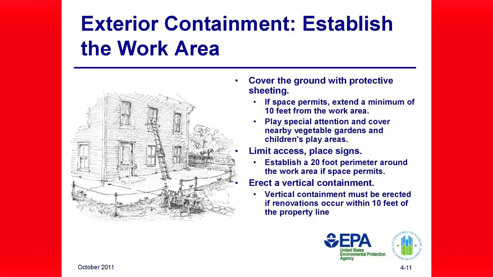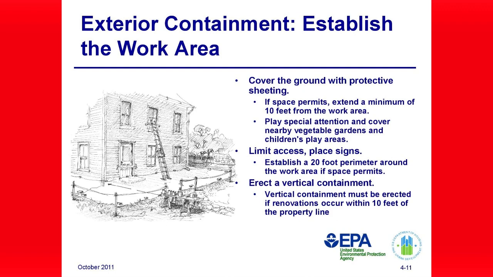Exterior containment. Establish the work area. Cover the ground with protective sheathing. Lay protective sheathing on the ground below the work area and at least 10 feet from the house, unless the property line prevents the 10 feet from being covered, and in that case, you must install a vertical containment.